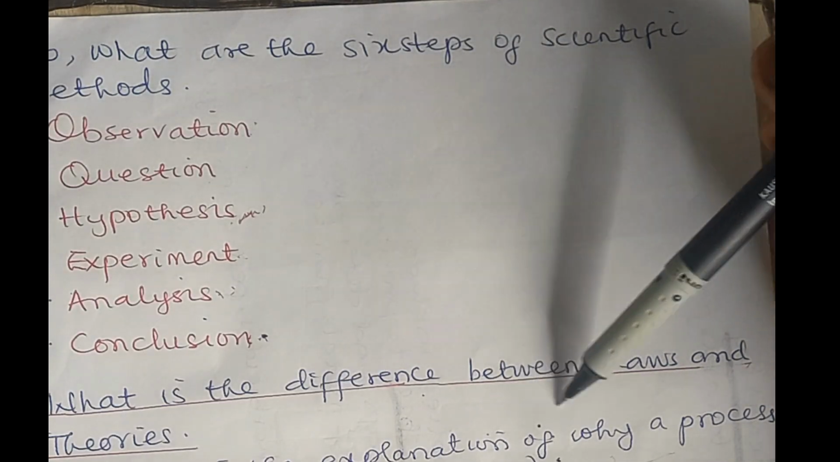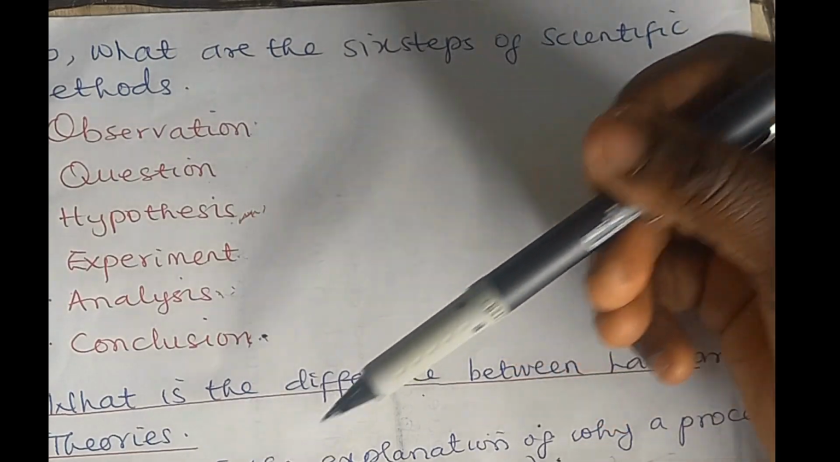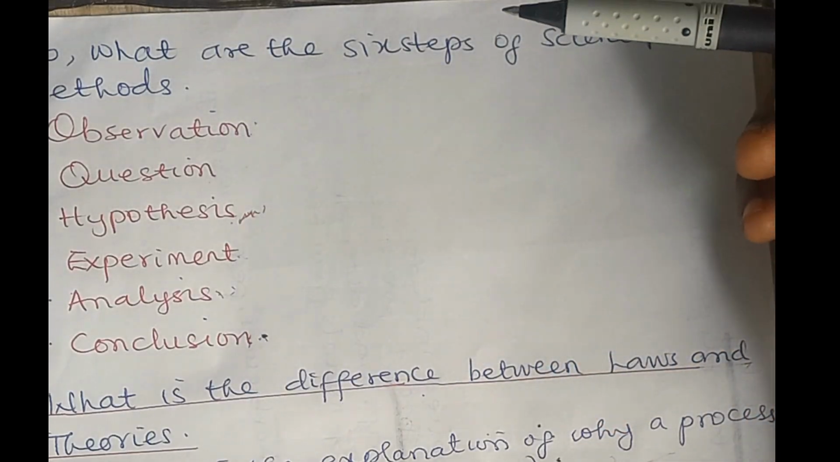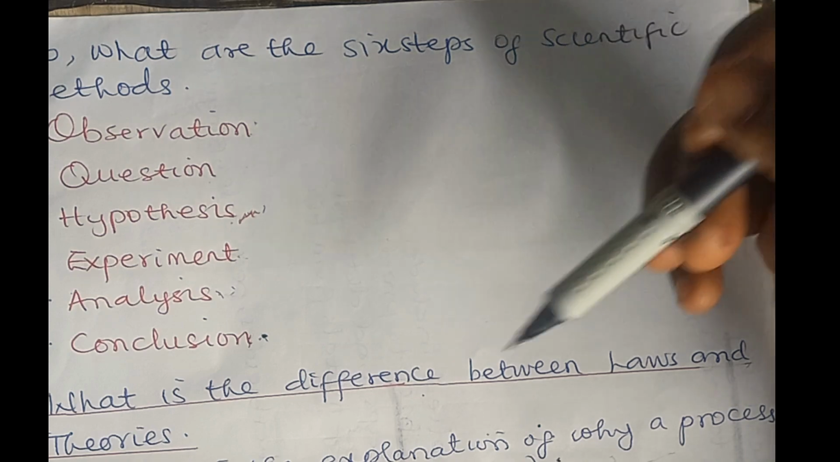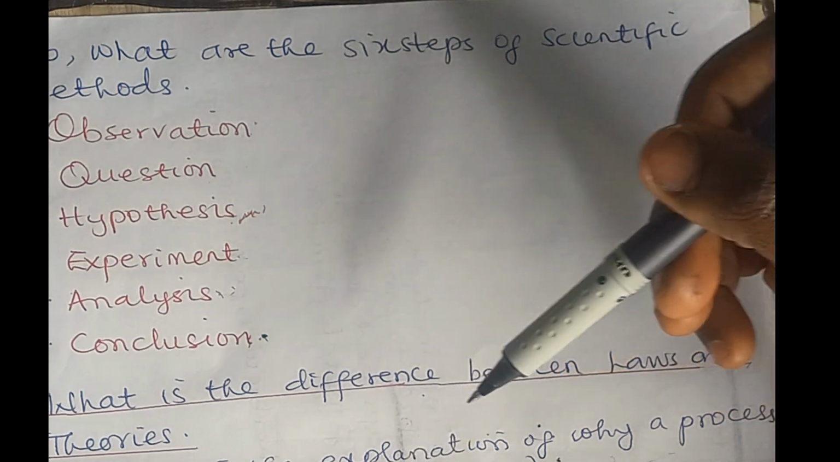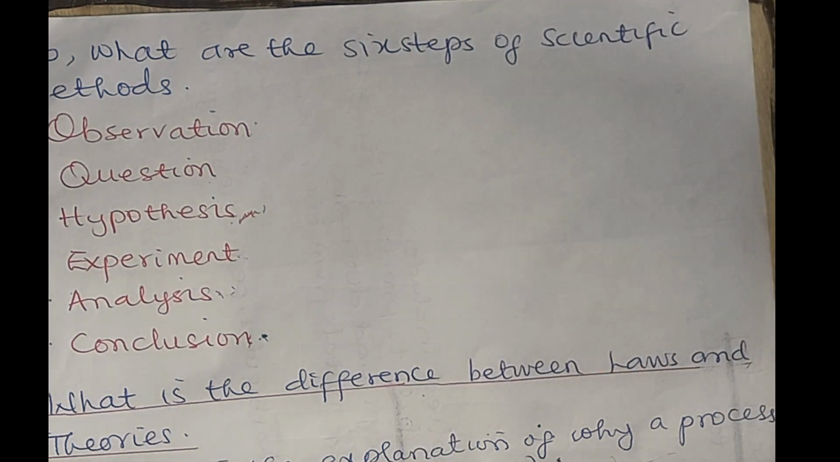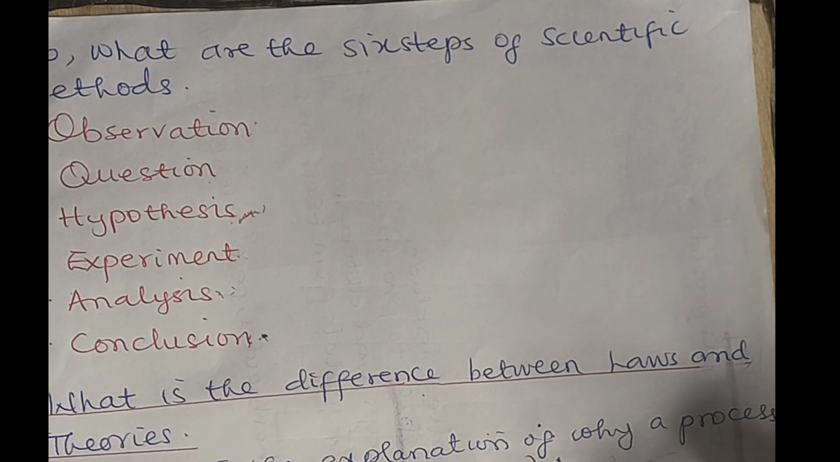A theory is the explanation of why a process occurs. A very good example of a theory is Dalton's atomic theory. Dalton's atomic theory was later modified based on the new discoveries. So it is not the final. Theory is not the final. It can be worked on to get the scientific law or principle.